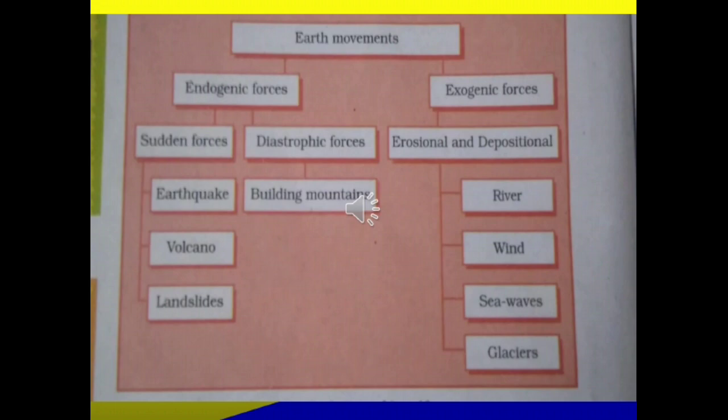Now, on the other hand, we have exogenic forces. Exogenic forces work on the surface and have erosional and depositional features. It is very less destructive and it tells how rivers, wind, sea waves and glaciers form different types of landforms.